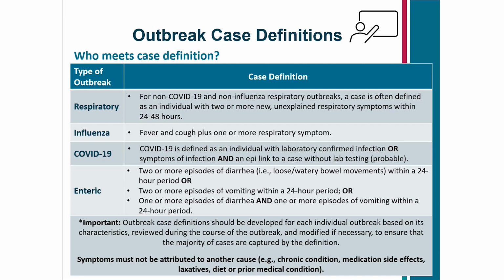Enteric, the definition of a case is described here as well, and it's often 2 or more episodes of vomiting or 2 or more episodes of diarrhea or a combination of the 2. So 2 or more episodes of vomiting and/or diarrhea within a 24-hour period. And again, one of the important things when looking at these case definitions is the symptoms should be new and unexplained and not related to another underlying chronic condition or potentially, with enteric, a medication change or diet change or laxatives. So that is the case definitions for outbreaks. And I will be looking a little bit more in the coming slides at the outbreak line list.